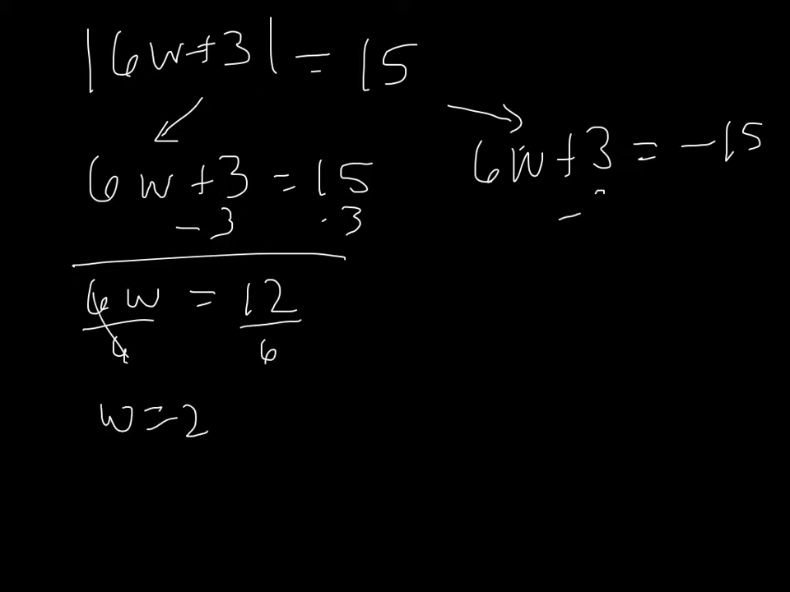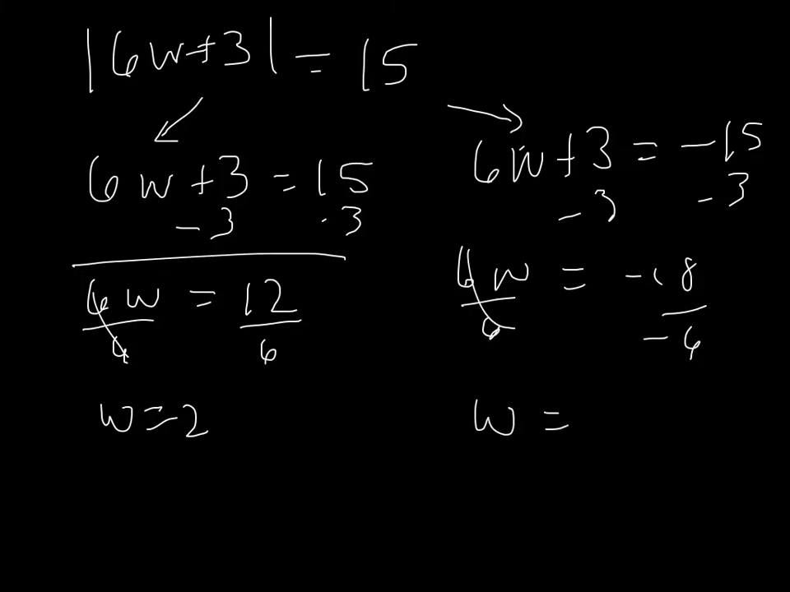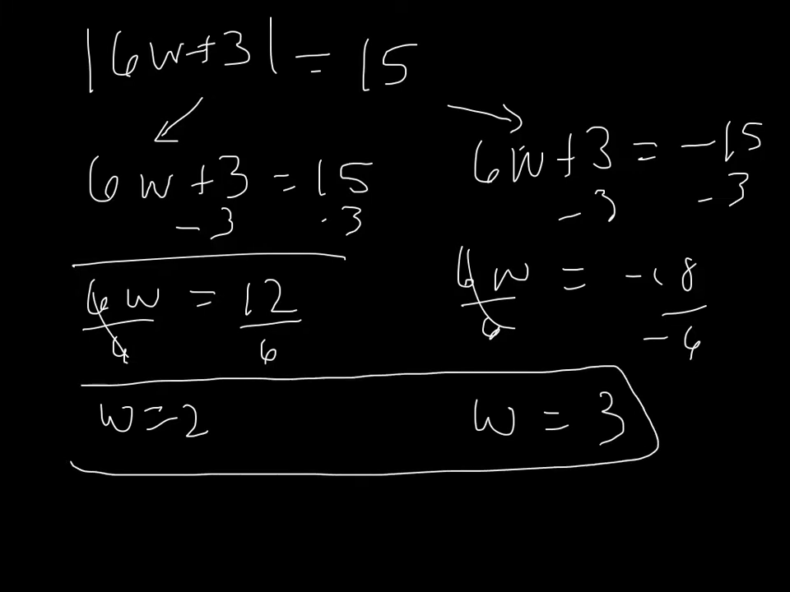Now that's the first one. Let's do the second one. Subtract the 3. 6w is equal to -18, divide by 6, and we have w is equal to a negative divided by negative is a positive, 18 divided by 6 is 3. So see, I have two solutions this time. Okay, let's do another problem.